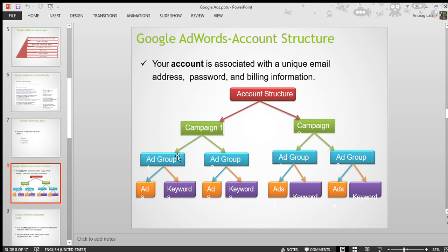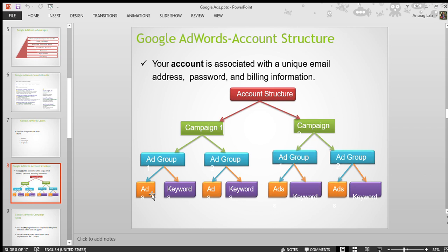Ad group means I can have an ad group named laptop. I could have an ad group named mobile. I could have an ad group named, suppose, cameras. So the campaign is one, that is electronics. Among the electronics campaign, you have cameras, you have laptops, you have mobile. Within that laptop, I have ads, I have keywords. Ads means suppose a particular laptop is there of company XYZ. With that one laptop XYZ, I can show multiple types of ads according to my wish. So it is known as ads.